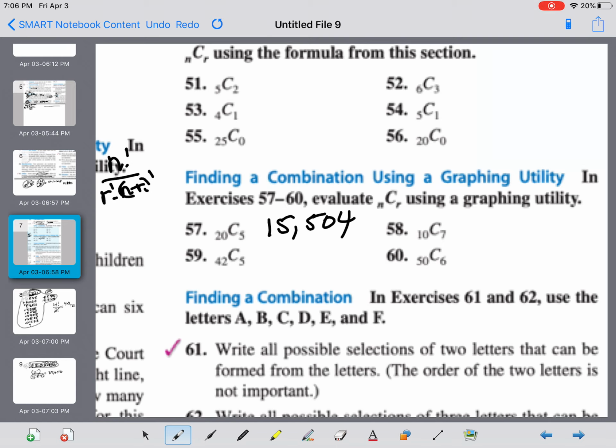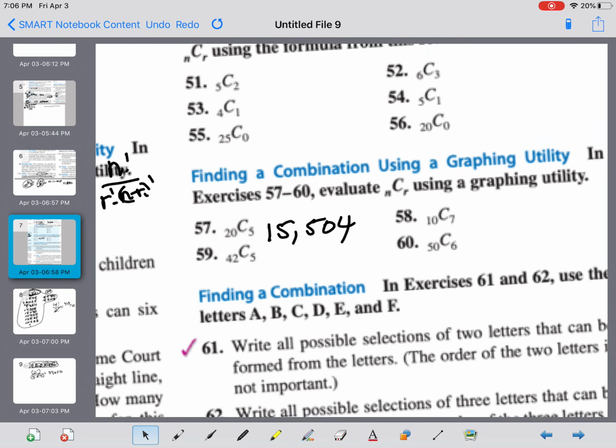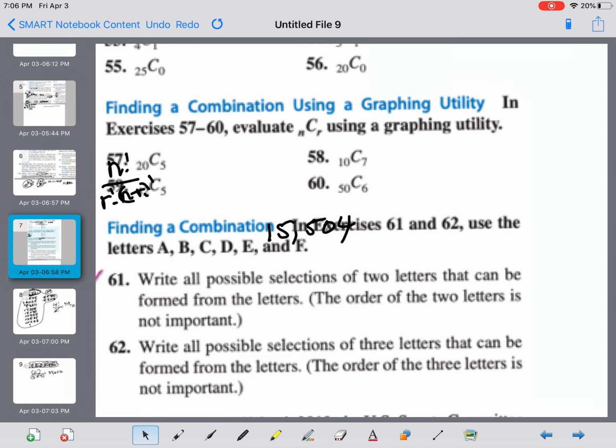Okay, and then 61. 61 is write all possible selections of 2 letters that can be formed from the letters A, B, C, D, E, F. The order of the 2 letters is not important. And so this is like going A with B, and then A with C, A with D, A with E, A with F. It's kind of like you're making a group. Now I have a combination of A with B and A with C and so on.